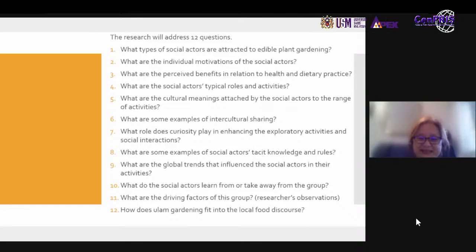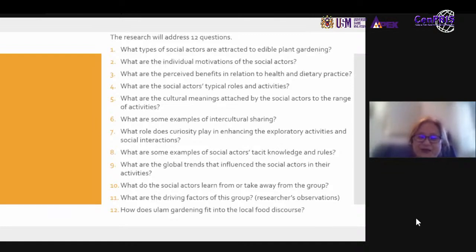What are the cultural meanings attached to the range of activities? What are some examples of intercultural sharing? Because of the people who are maybe familiar with traditional Chinese medicine or familiar with Ayurvedic medicine or familiar with Malay healing. So there will be some people who have more knowledge about certain plants. Then what role does curiosity play in enhancing the exploratory activities and social interactions?